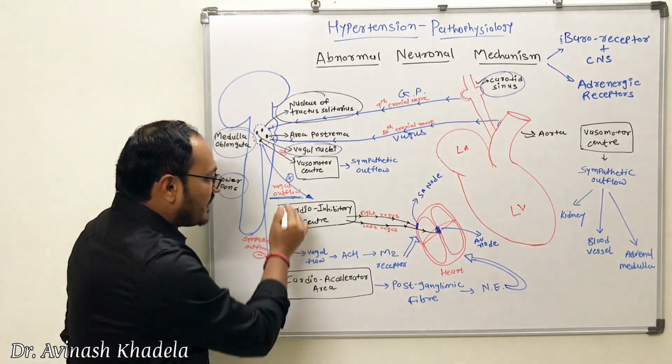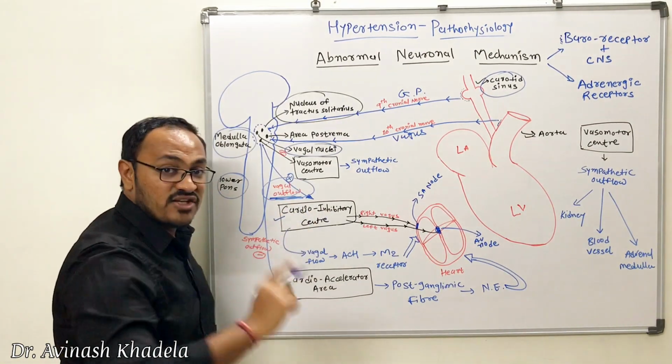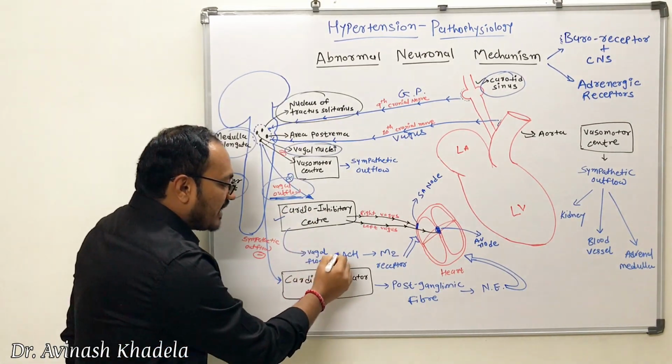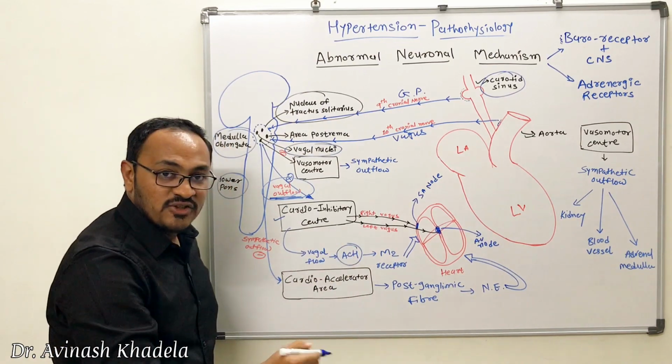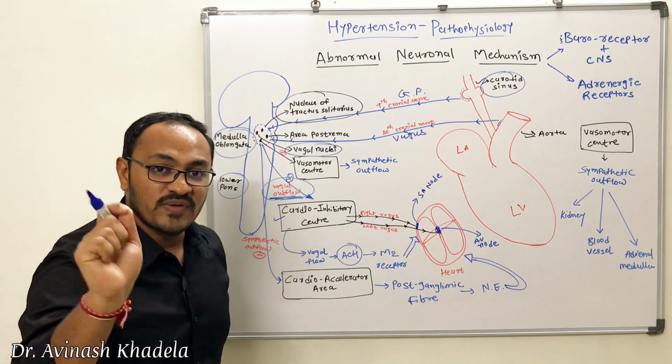So once the vagal outflow is stimulated, once the cardio-inhibitory center is stimulated, it will release acetylcholine to the SA node and AV node through the right and left vagus nerve respectively.